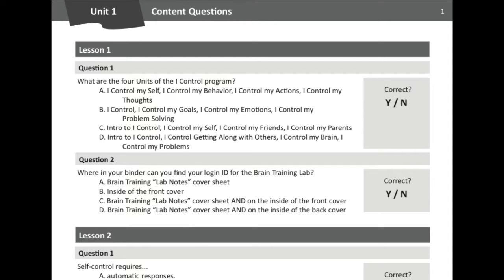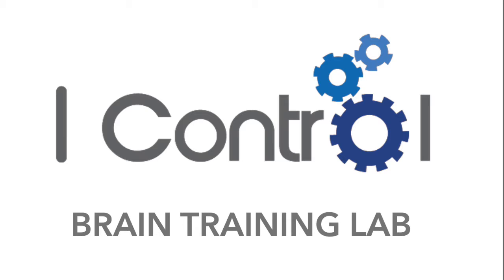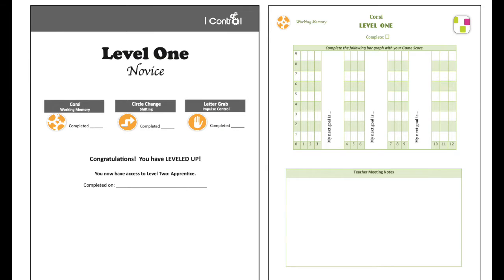In the workbook, you'll also see a section called Content Questions. After every lesson, you will answer 2 questions about what you have learned. You'll discuss the answers with your teacher and classmates, so everyone can make sure they understand the important parts of the lesson. The last section in your student workbook is called Brain Training Lab. It contains goal-setting sheets where you'll keep track of your progress on the brain training games. Your teacher will show you how to use the goal-setting sheet when you do your first brain training lab.